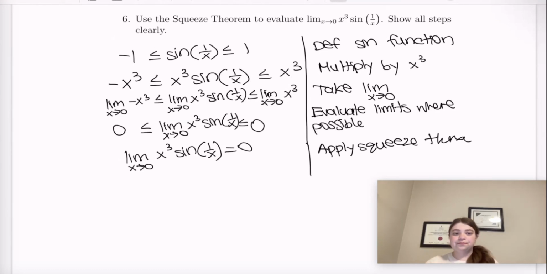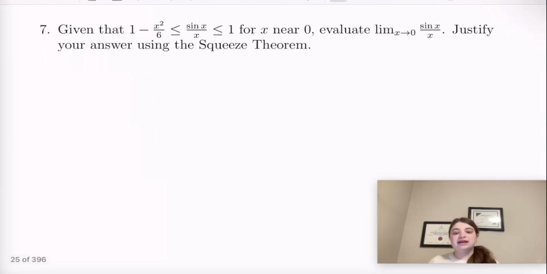And there we go. All right, the next one says, given that 1 minus x squared over 6 is less than or equal to sine x over x, which is less than or equal to 1 for x near 0, evaluate the limit as x approaches 0 of sine x over x, and justify your answer using the squeeze theorem.